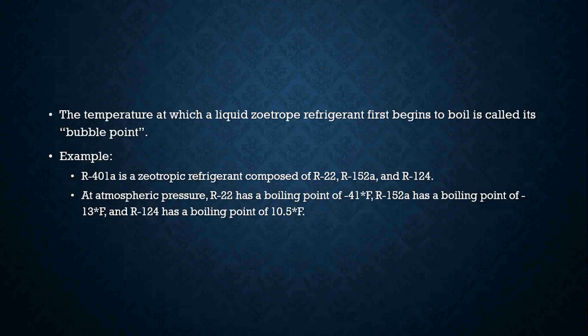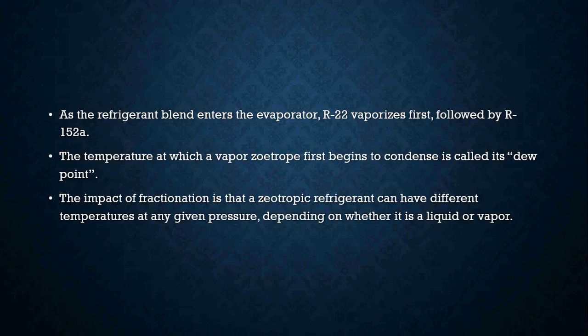R124 has a boiling point of 10.5 degrees Fahrenheit. As the refrigerant blend enters the evaporator, it's going to be the R22 that vaporizes first. Then it's going to follow the R152A. The temperature at which the vapor zeotrope first begins to condense is called its dew point.